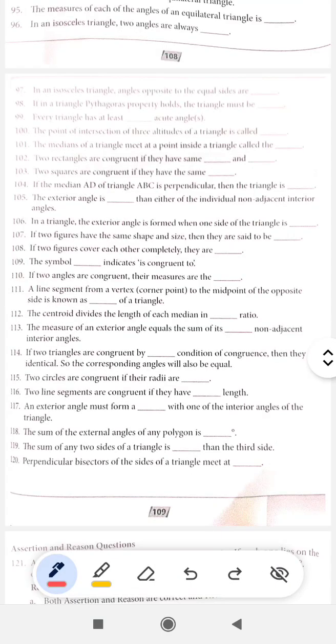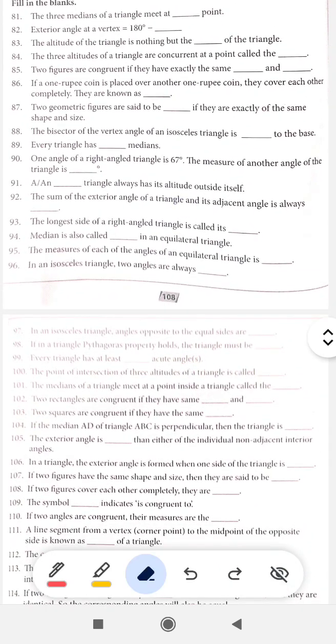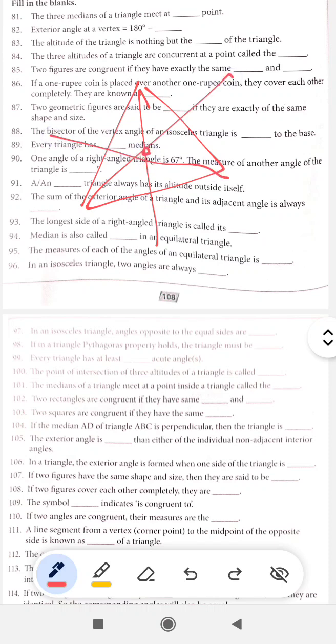So here it is. The questions start from question number 81, the fill in the blanks. First question: the three medians of a triangle meet at dash point. Three medians of a triangle. Okay, let's draw the triangle. If they all are medians, they meet at which point? This one is called the centroid. So here we are going to write centroid.